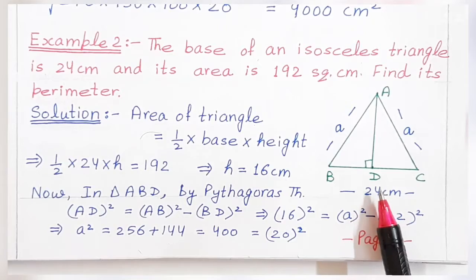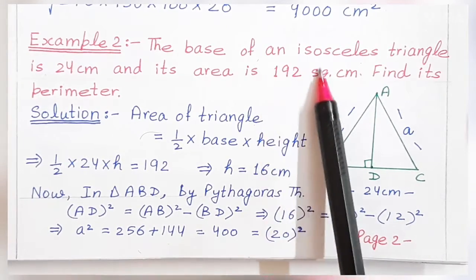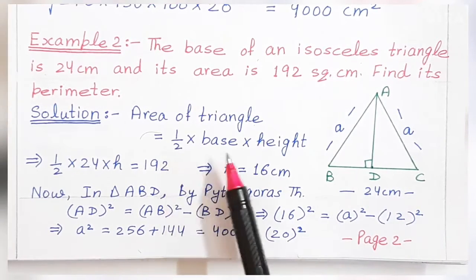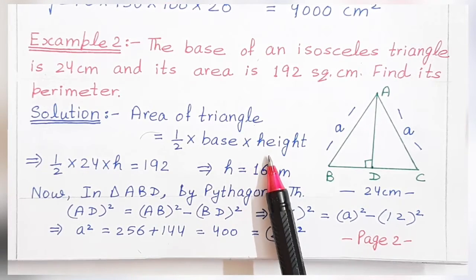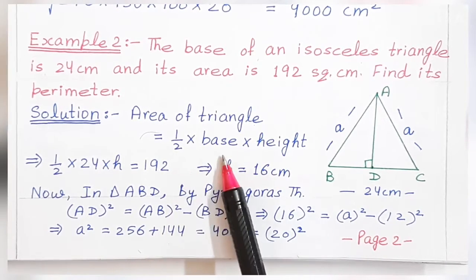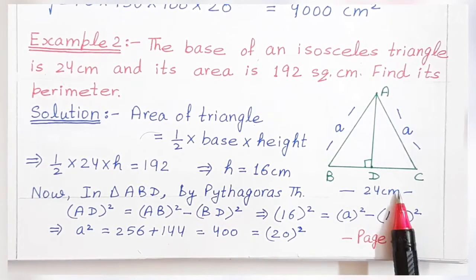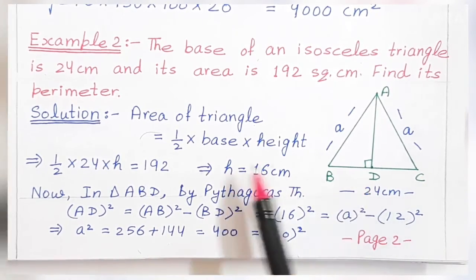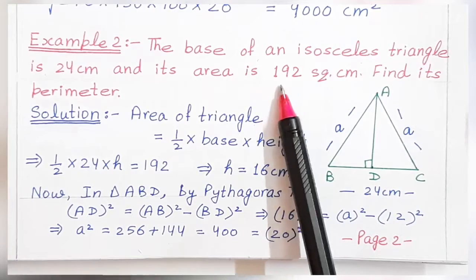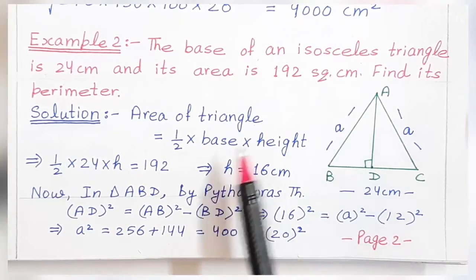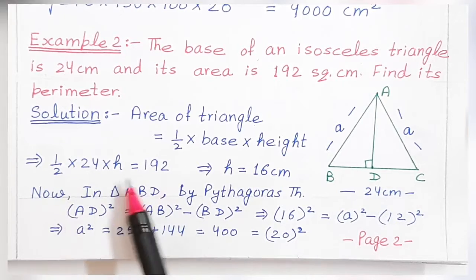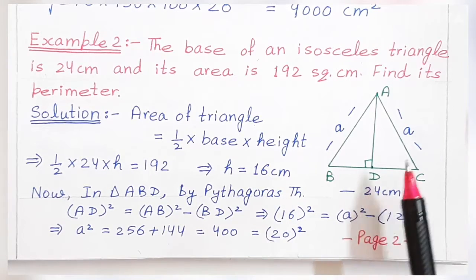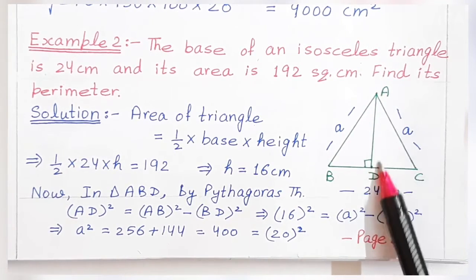Now we know that area is 192. So here we apply the first formula, that is half into base into corresponding height. Now half into base. Base is 24 centimeter. And what is the height here? AD. Clear? But area is already given to us, that is 192 square centimeter. So we compare the two values. After solving this, H is 16 centimeter. Now students, the height is 16 centimeter.